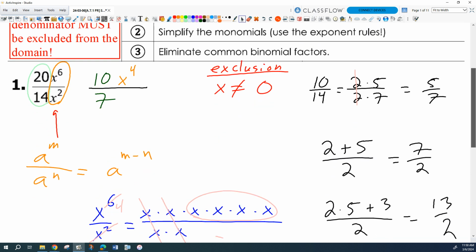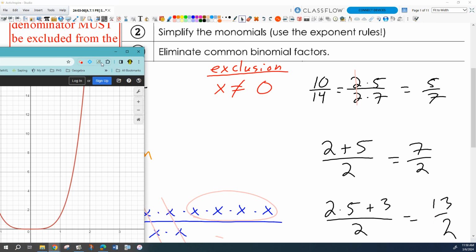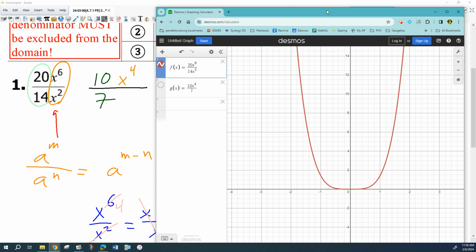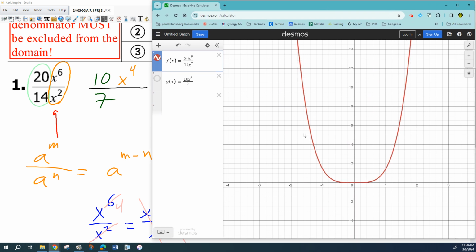Okay, so we already graphed our original function here, right? And we got this graph. The red graph was 20x to the 6th over 14x squared. Okay, and we found that had a hole at 0, right?